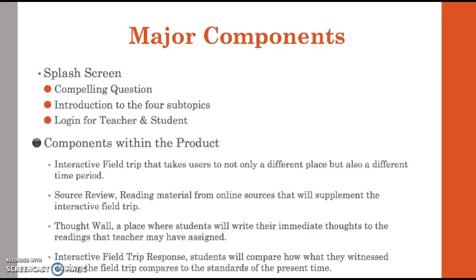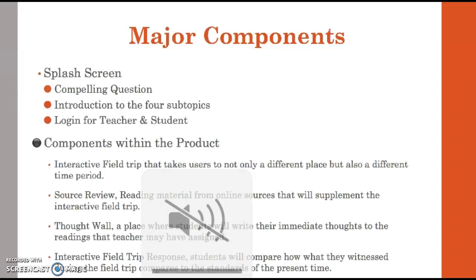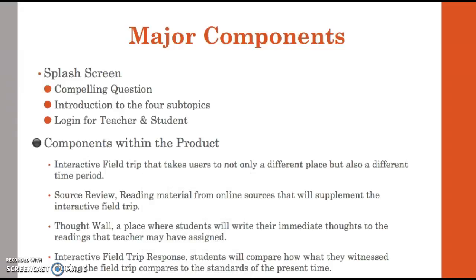We have four major components within our product. The first is the interactive field trip. This will take users to not only a different place but also a different time period. The source reviews. These are reading materials from online sources that will supplement the interactive field trip. The thought wall, a place where students will write their immediate thoughts to the readings that the teacher may have assigned using Padlet, and the interactive field trip response. Students will compare what they witnessed during the field trip to standards of the present time.